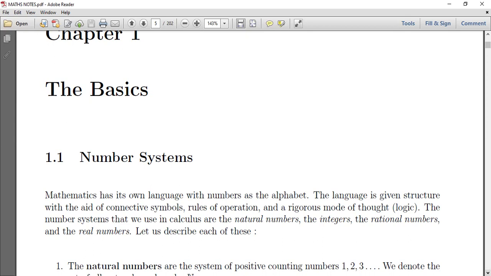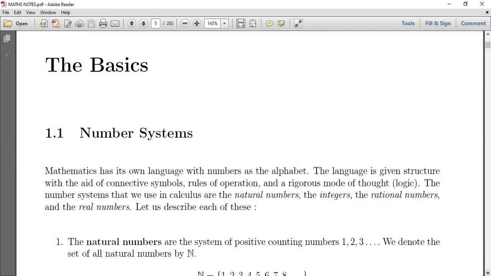Here now we are using letters of the alphabet to represent different variables or unknowns. And when we are using these letters of the alphabet to represent unknowns, we call that algebra. Okay. But generally, before we do that, we want to look at the number system that is used in calculus.